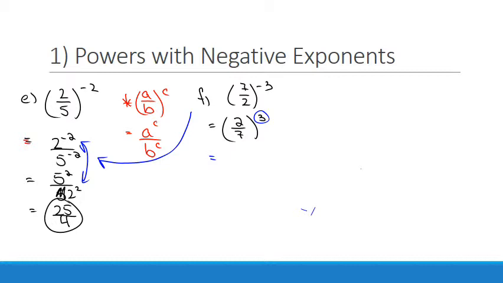So 2 to the power of 3, and then 7 to the power of 3. Oh my gosh, I keep switching pen color. It doesn't want to move for me. 2 to the power of 3 ends up being 8. 7 to the power of 3 ends up being 343. We're done. Let's do one final example.